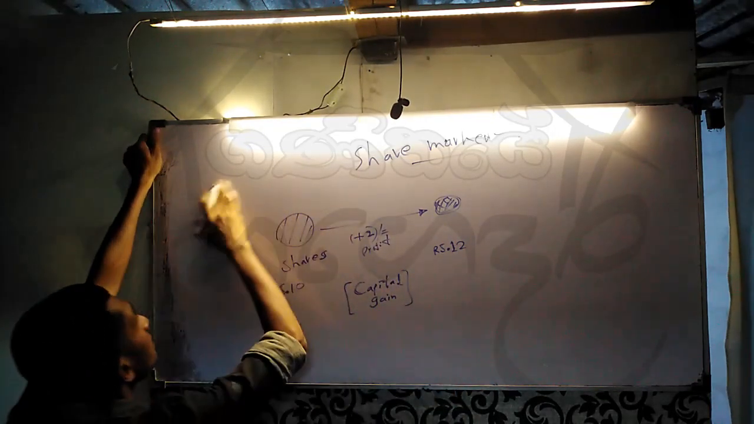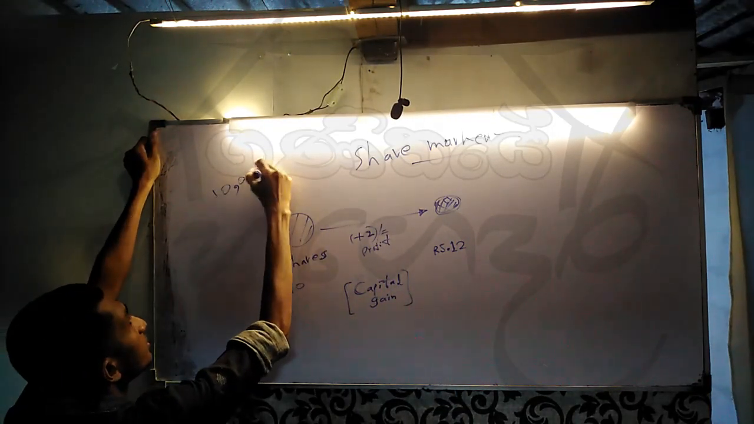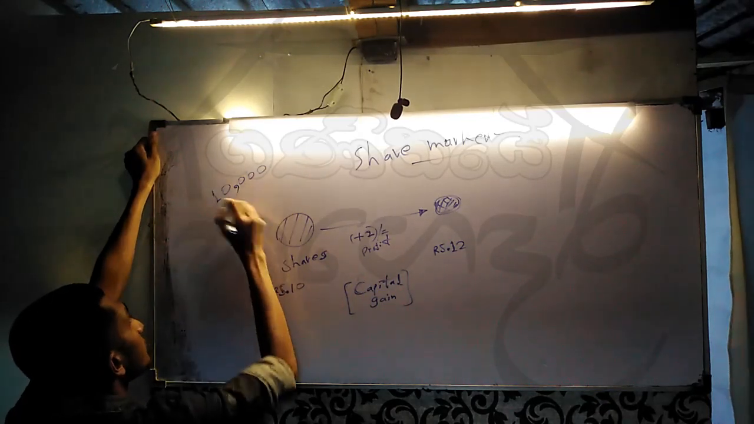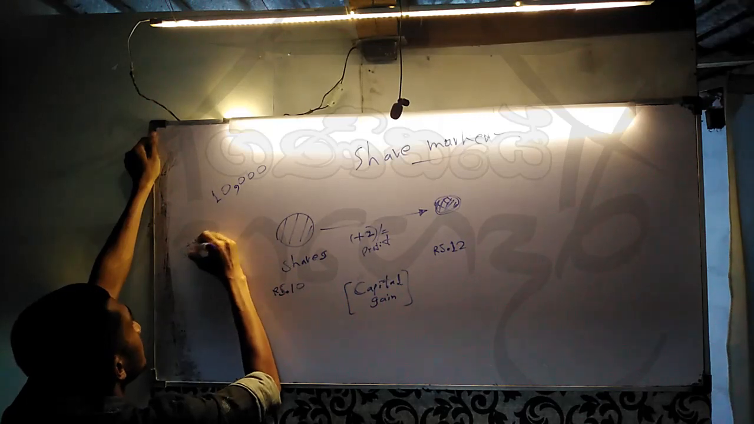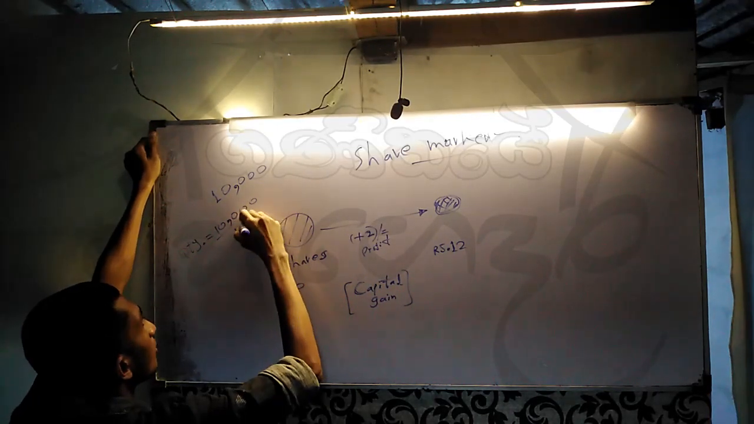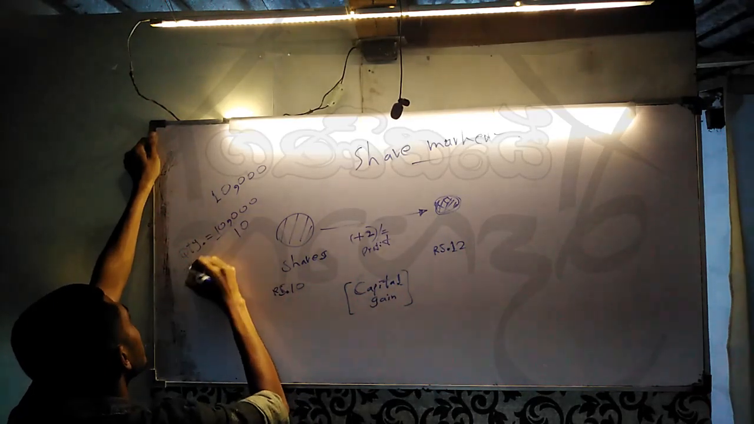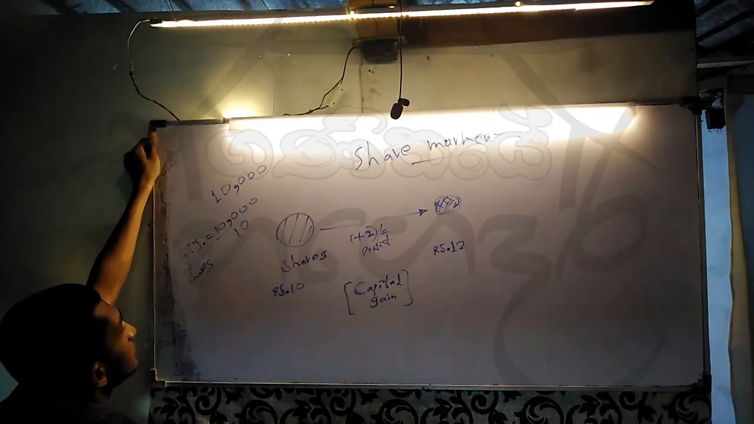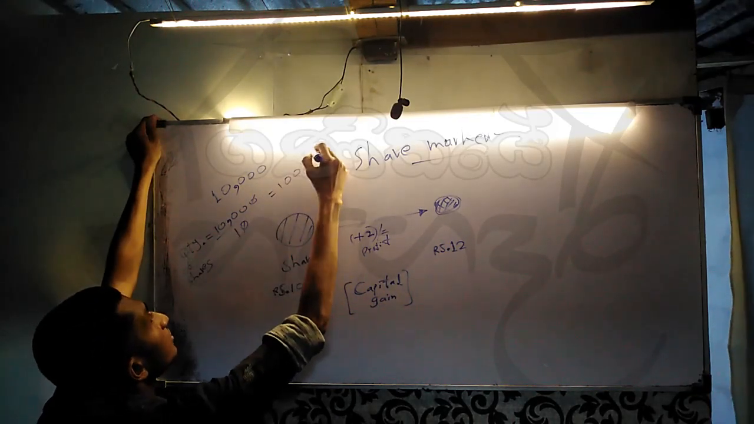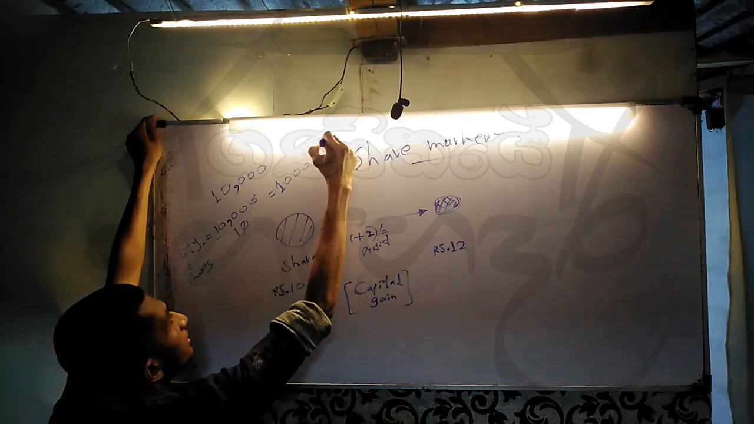Now think an investor has 10,000 rupees to invest. It can buy 10,000 over 10 quantity of shares. After we simplify this, you can get the answer as 1,000 quantity of shares.